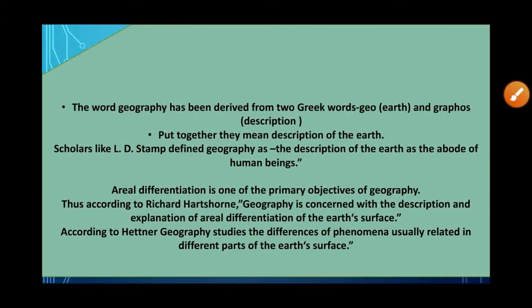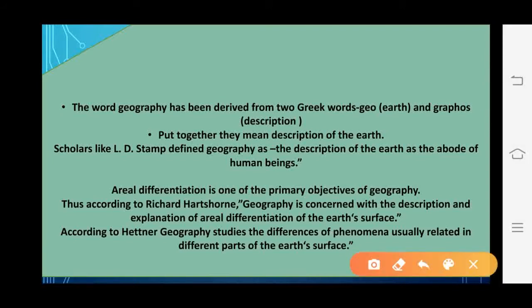Okay, now the word geography has been derived from two Greek words, geo and graphos. Okay, remember, ये जो term है geography उसको Greek word से derive किया गया है. जियो जिसका meaning होता है earth in English, and graphos which is a Greek word which means description.